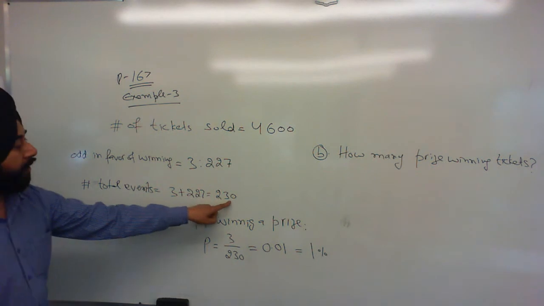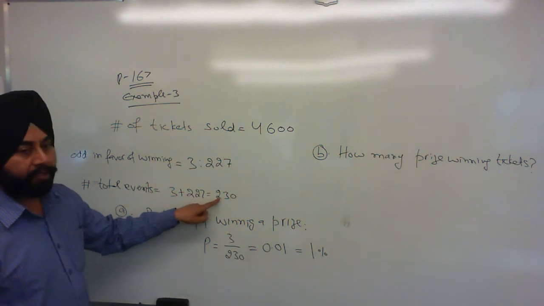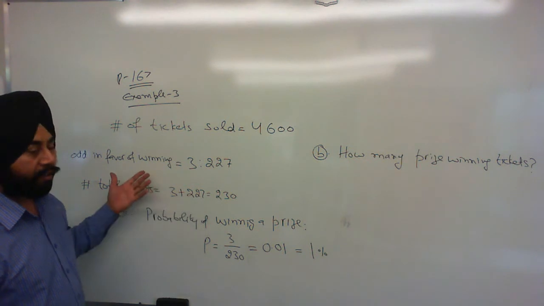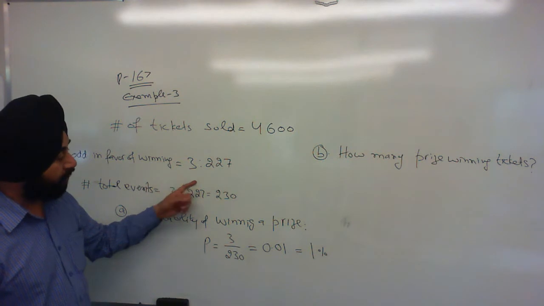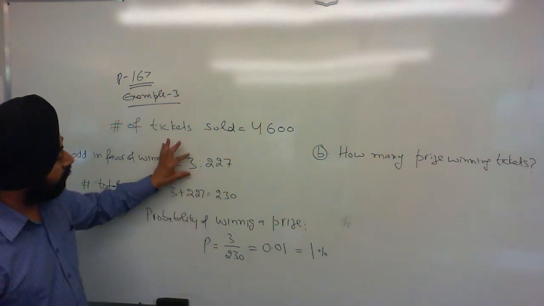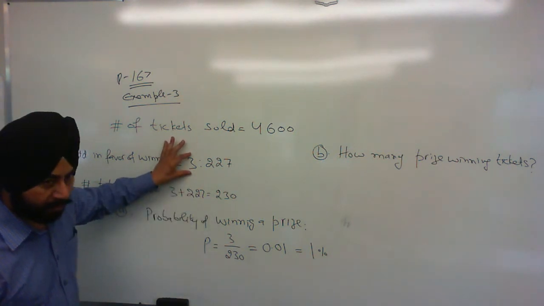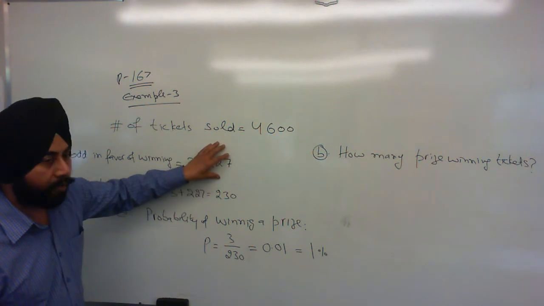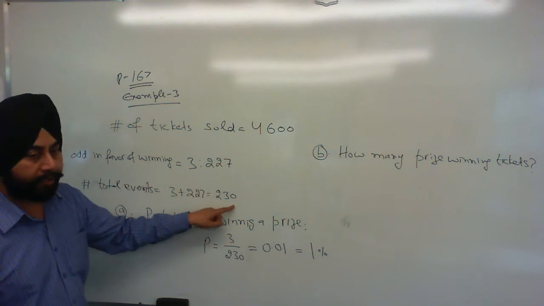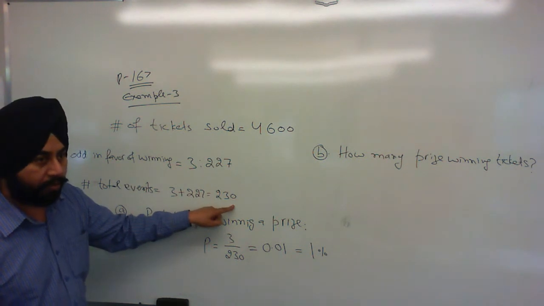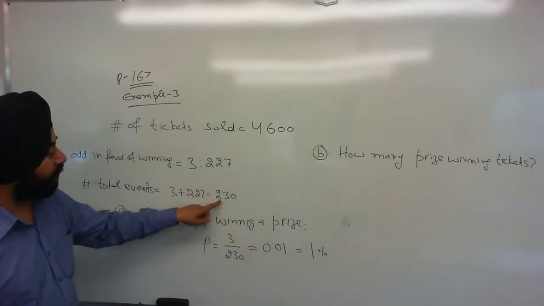Out of 230 tickets, how many were the prize winning tickets? Odds in favor of winning, what was that? 3. That means out of 230 tickets, 3 tickets were prize winning tickets and 227 tickets were not prize winning tickets. That's how they had a total of 230 tickets. Let me solve it for you.